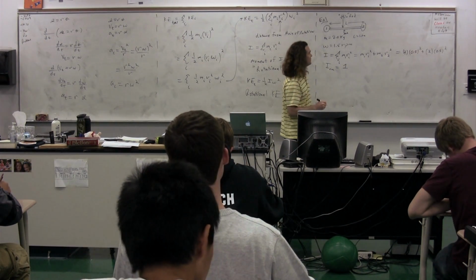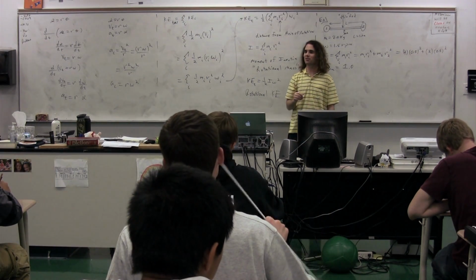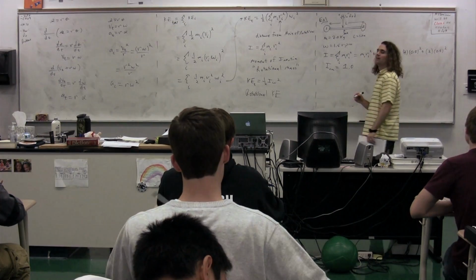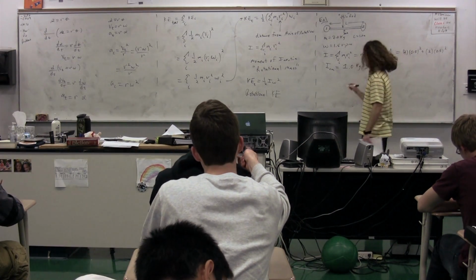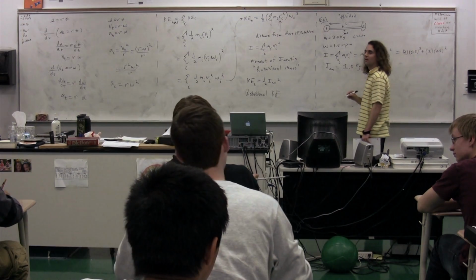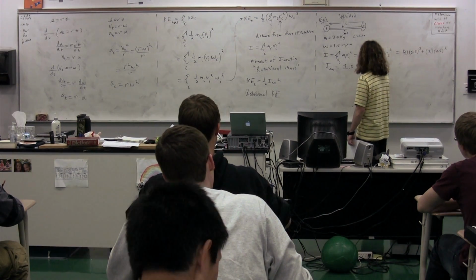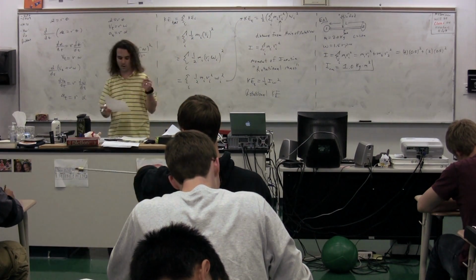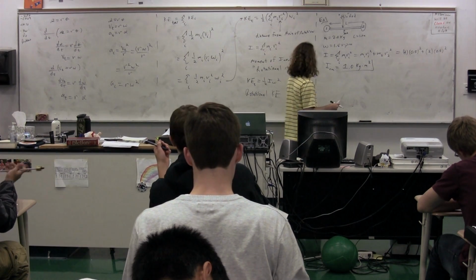We can do 1.0. And what are the dimensions? Kilograms times meters squared. The dimensions for moment of inertia are kilograms times meters squared.